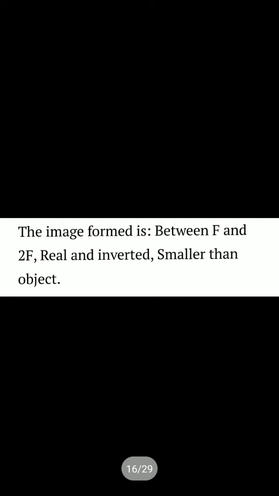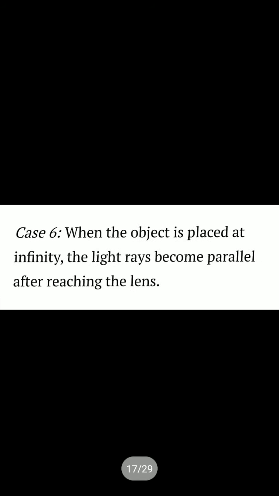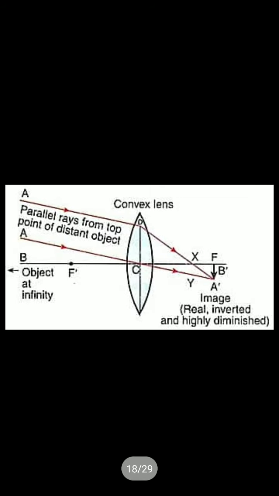So in between f and 2f: real, inverted, smaller than the object. Sixth case: when the object is placed at infinity, this is the last case. Now the object is placed at infinity, that means light rays become parallel after reaching the lens. So where is the image formed? Focus. If the object is placed at focus, that means at f dash, the image is formed at infinity.